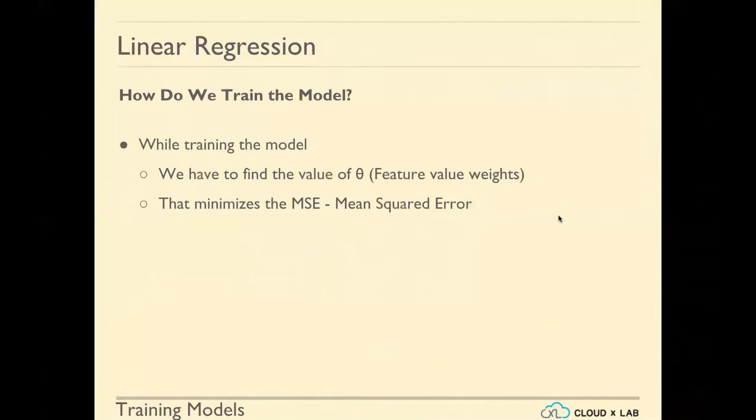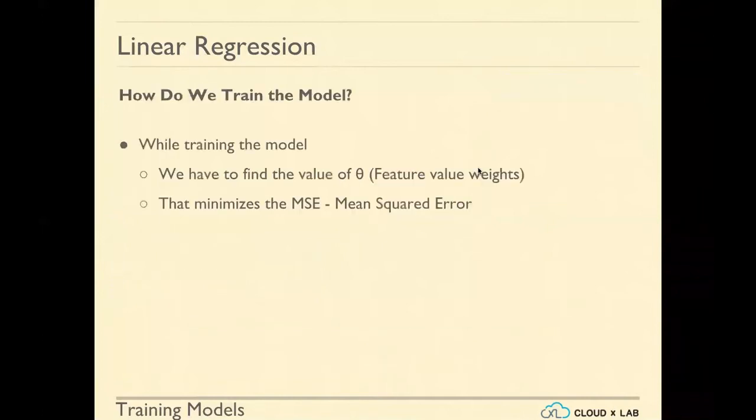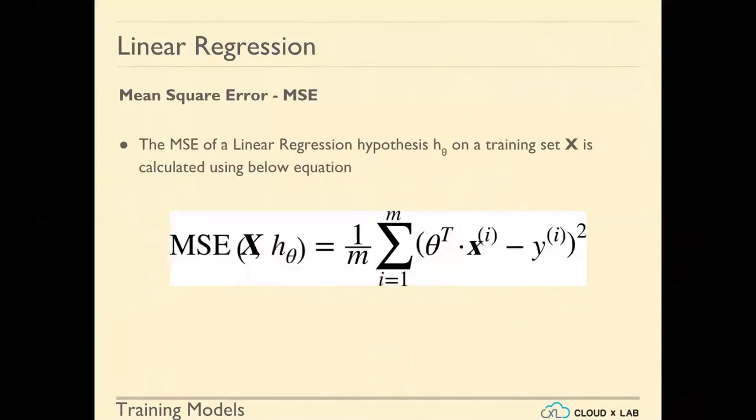Is it clear, everyone? This is the first time you're seeing the formula, and you'll see this formula more often as we go ahead. All right, so while training the model, we have to find the values of theta that minimize the mean square error. Essentially this is the mean square error, right? Is it clear? So theta transpose x is our predicted y, correct?